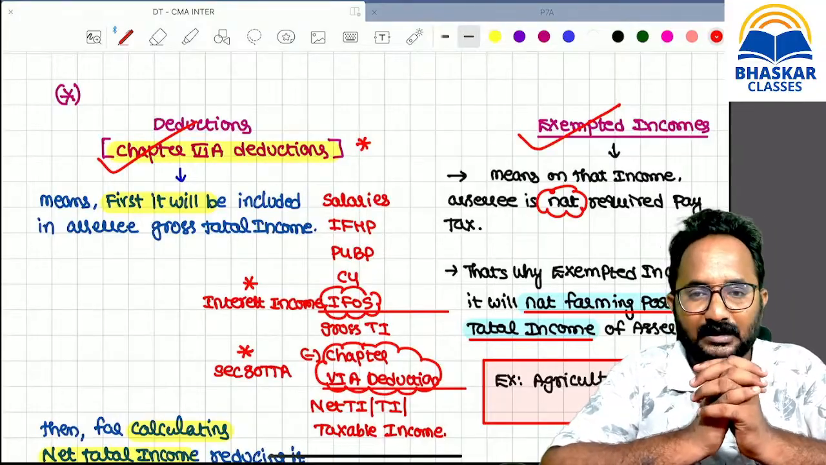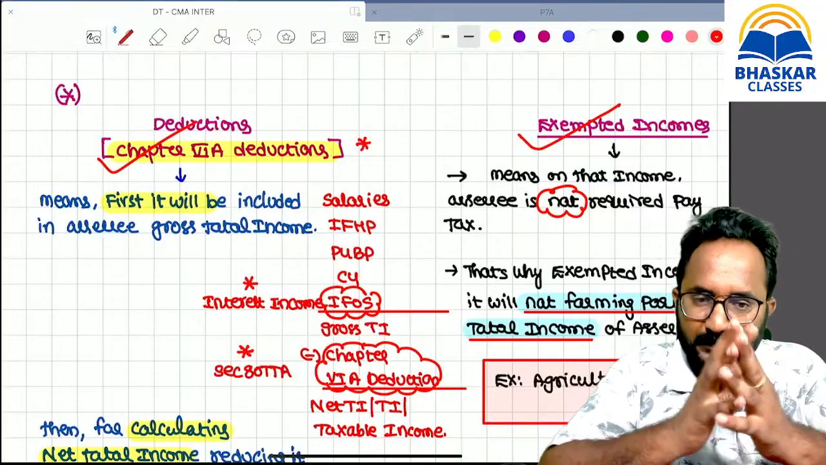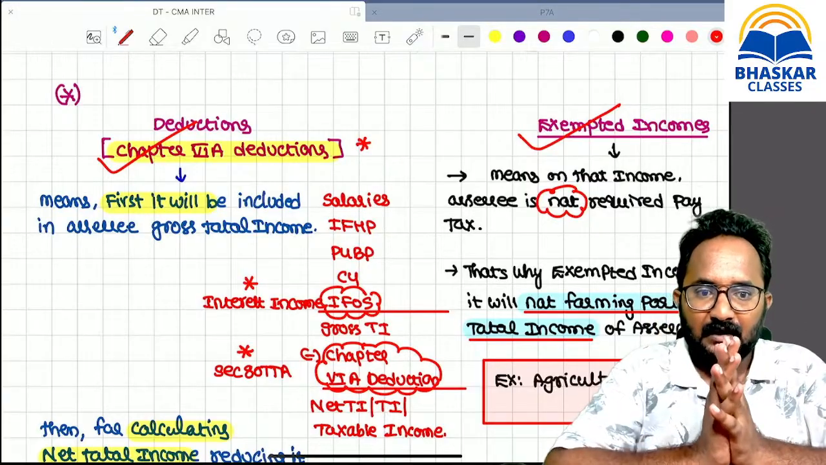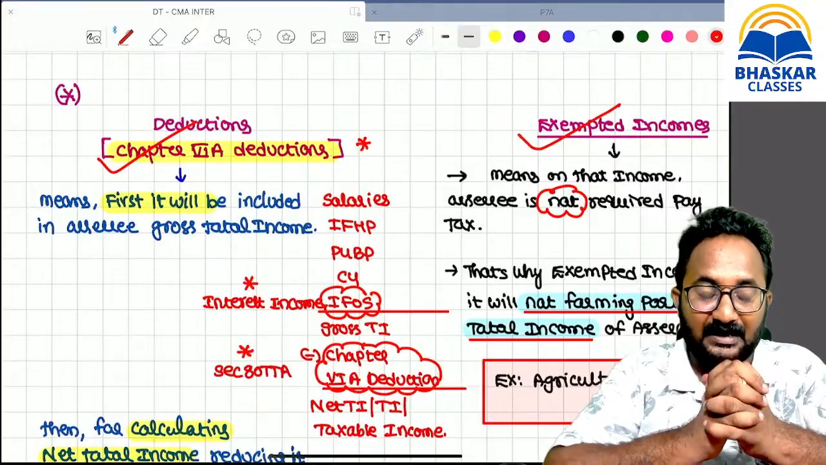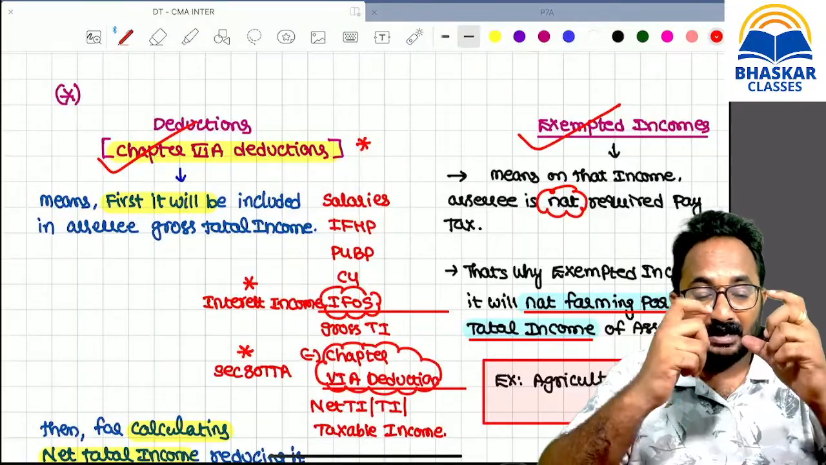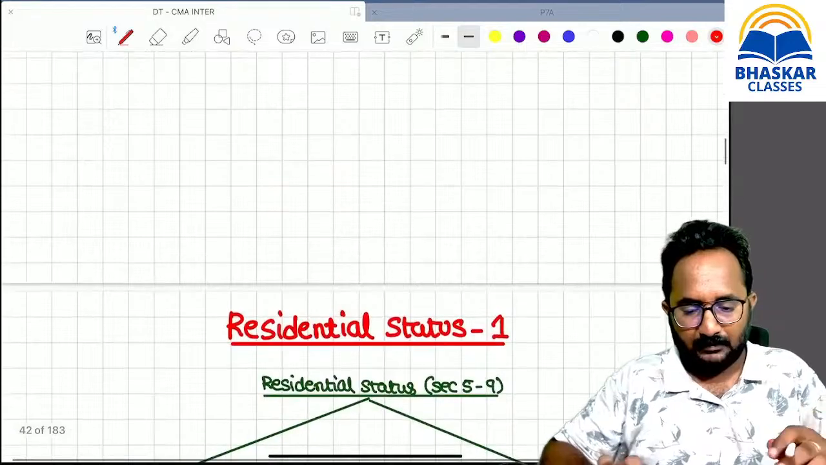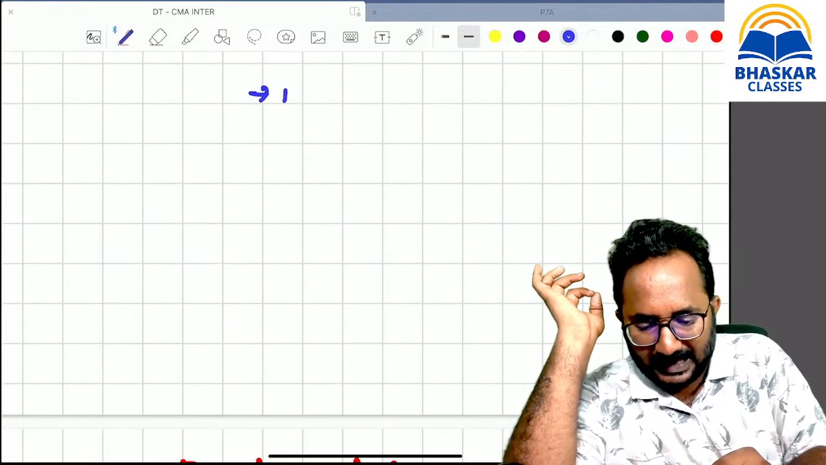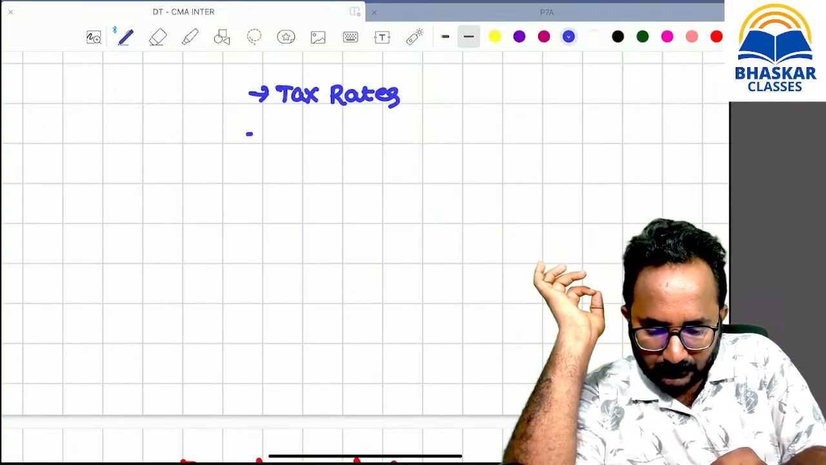But in this chapter, what are the things you have to understand? Remember the tax rates. Remember the surcharge rates. Remember the special tax rates. Remember the basic, remember the marginal relief concept. Remember the rebate concept. That's enough. While you are revising again, go with the tax rates. Revise the tax rates.